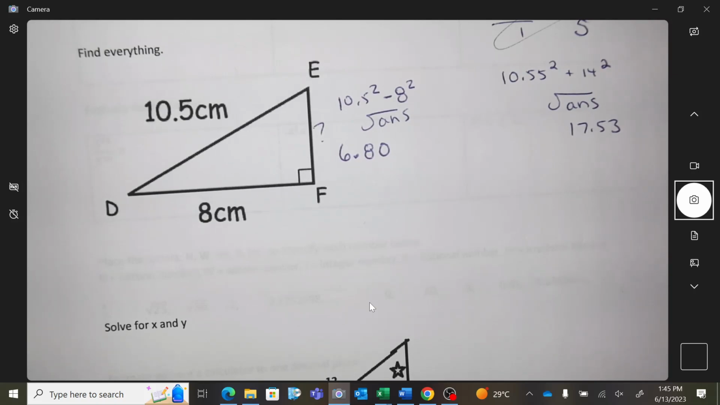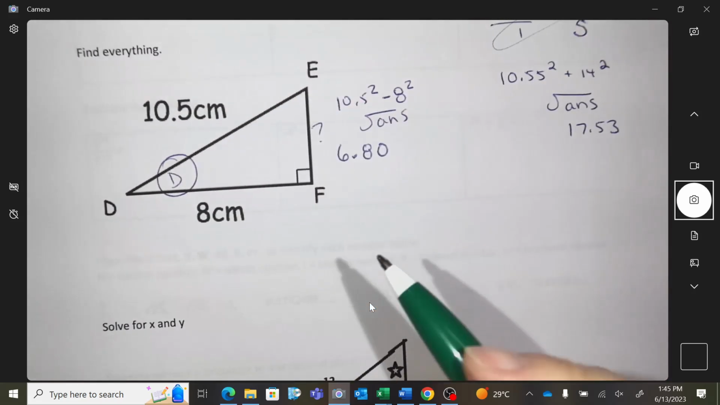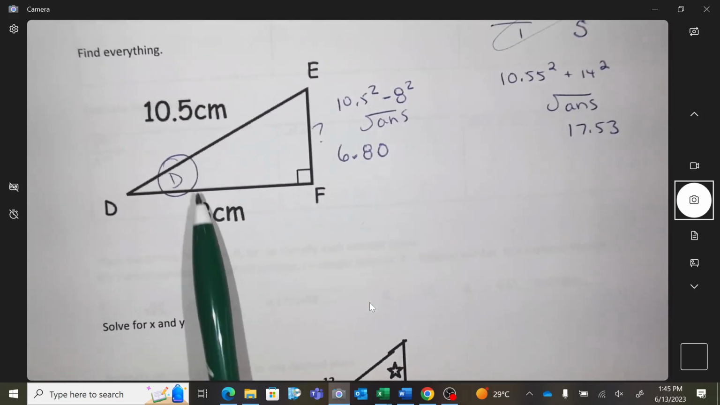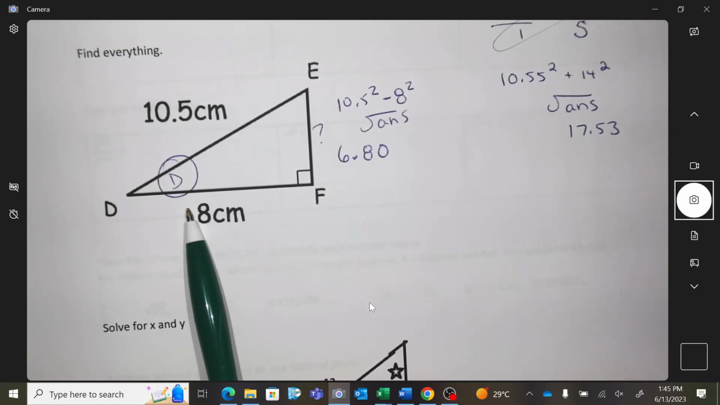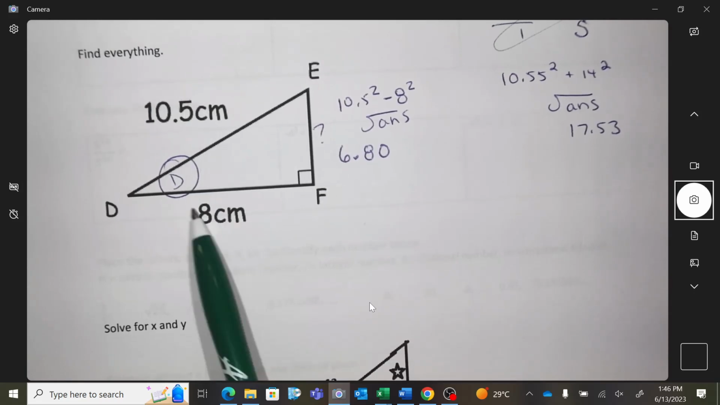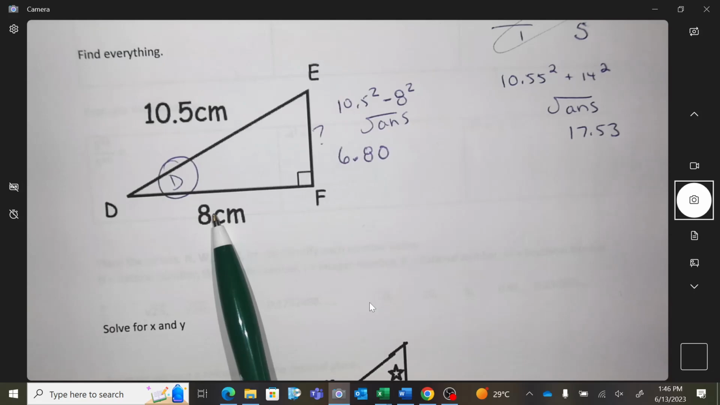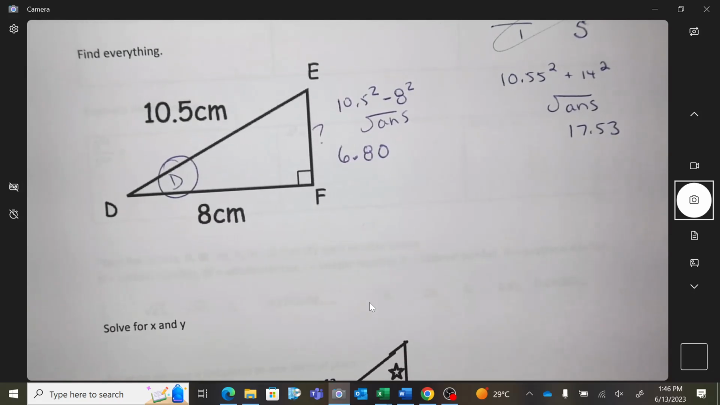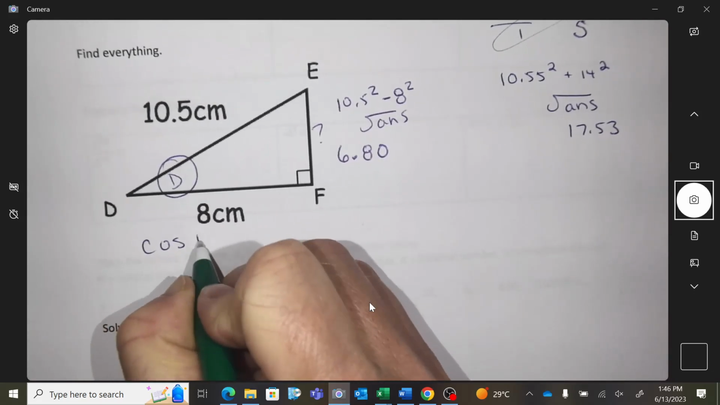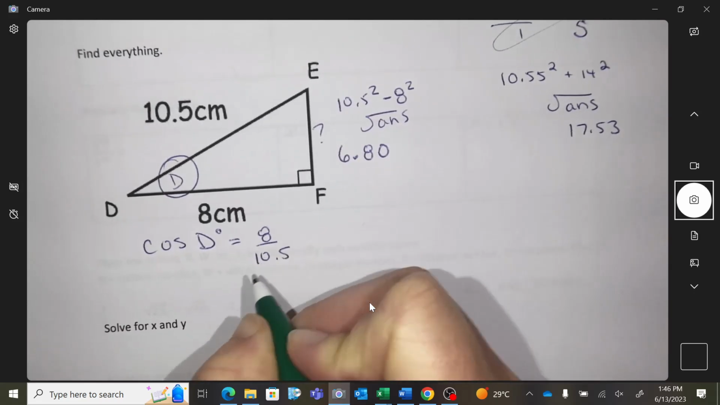Okay, let's find an angle. Does anybody have a preference? It doesn't matter to me. D or E? D. Okay, let's find angle D. I'm going to use these two sides that I was given. So that would leave me with the CAH, or the TOA. Using those three things, CAH: cos of D equals 8 over that.